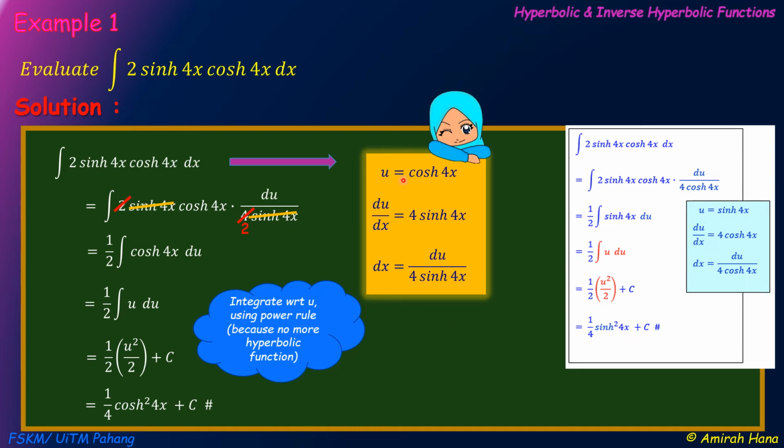When we choose u equals cos 4x, the final answer is in terms of cos 4x. And when we choose u equals sin 4x, the final answer is in terms of sin 4x.